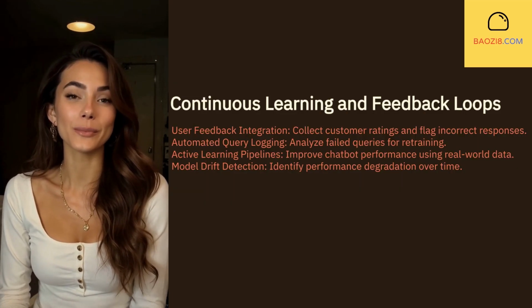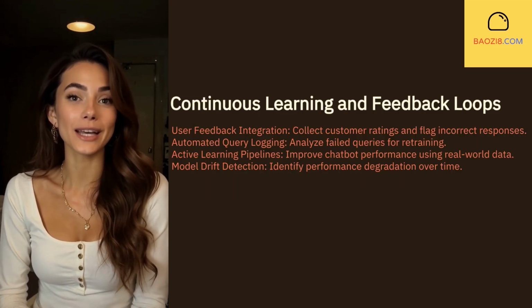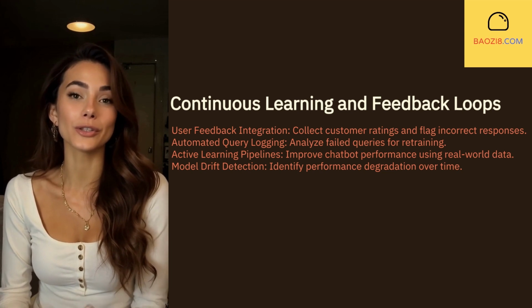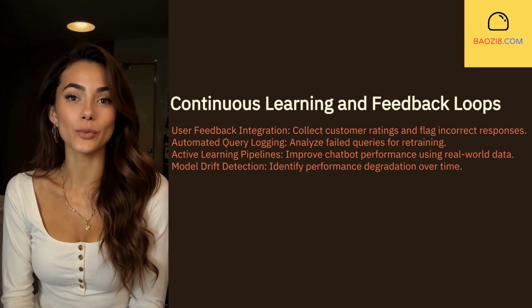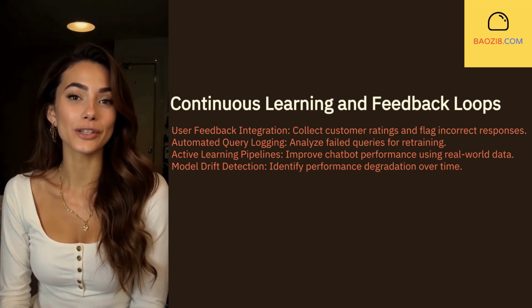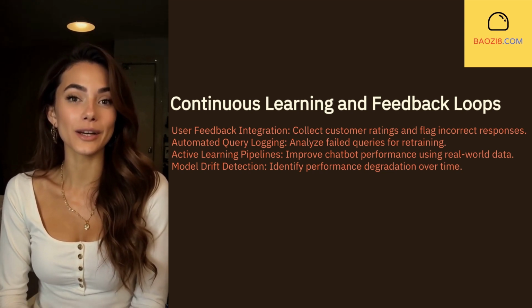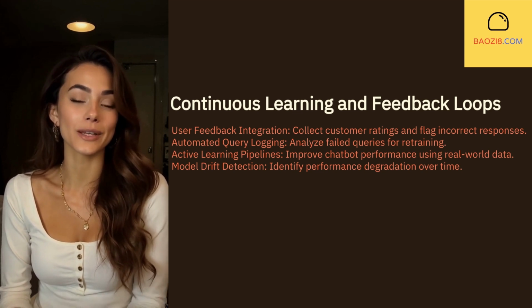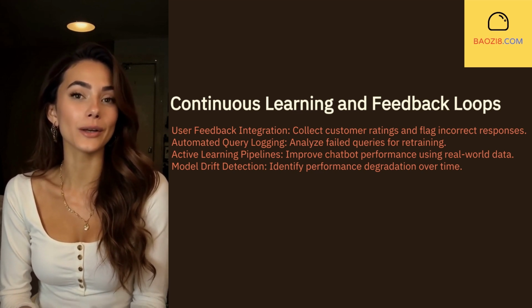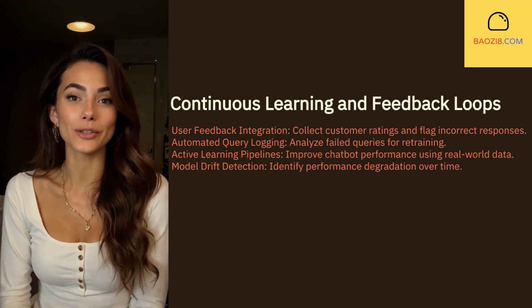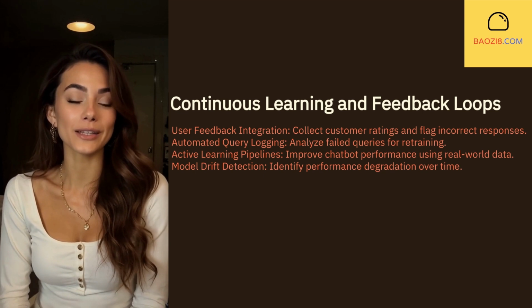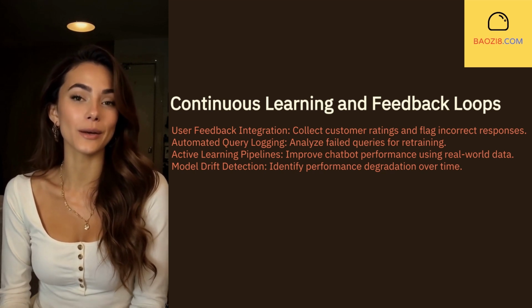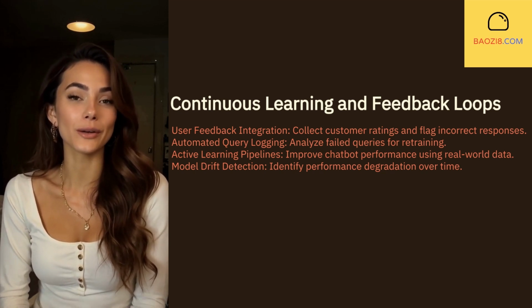To maintain high accuracy and adaptability, an AI chatbot must continuously learn from user interactions. By integrating feedback loops, we can refine the chatbot's responses based on real-world user behavior. One approach is explicit user feedback collection, allowing customers to rate chatbot responses with thumbs up, down. Additionally, automated query logging enables us to identify failure patterns by detecting repeated instances of, "Sorry, I don't know the answer." Active learning pipelines help retrain the chatbot with new, relevant customer queries, reducing outdated responses and improving accuracy.